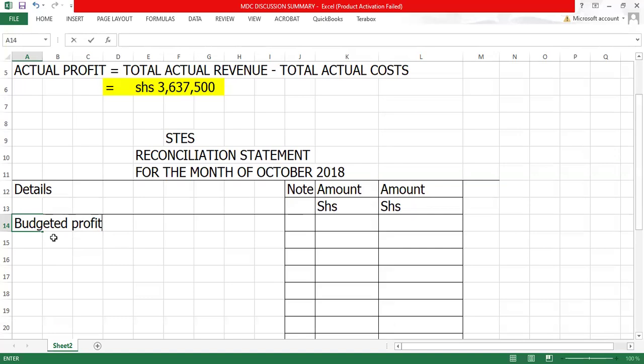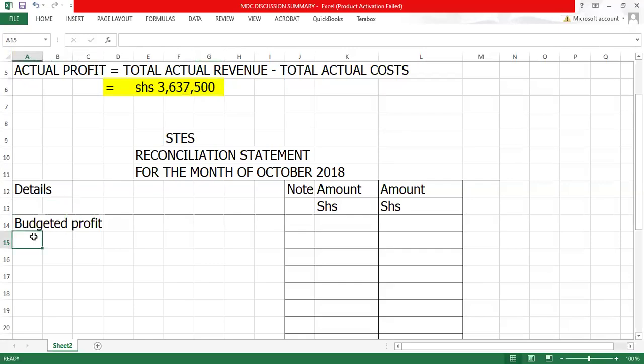Then, because you're reconciling the budgeted profit with the actual, you want to adjust the budgeted profit to make sure that it can give you the actual result. At the end of it all, you must get this answer as your final answer. So you start from the budgeted profit and adjust that.